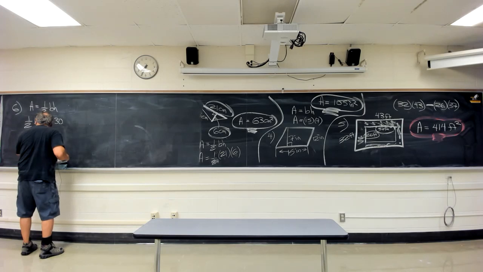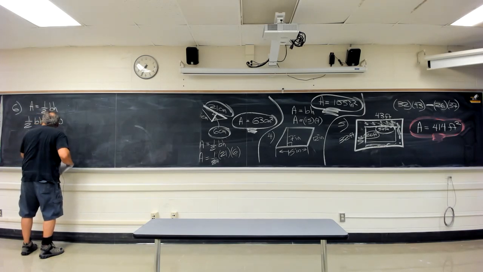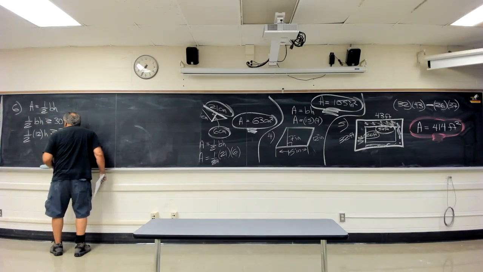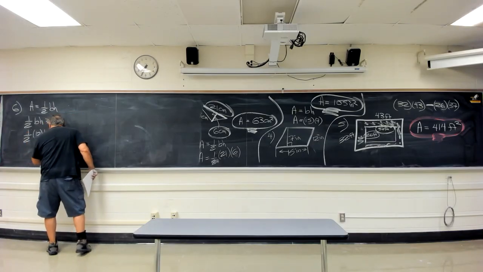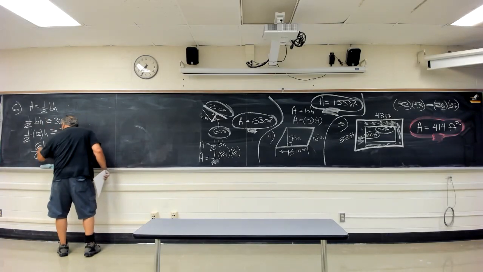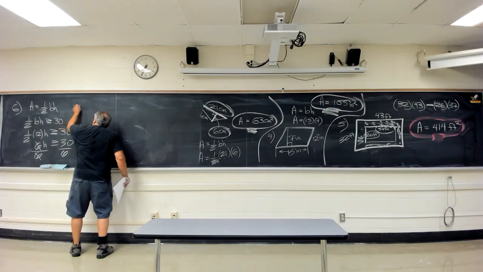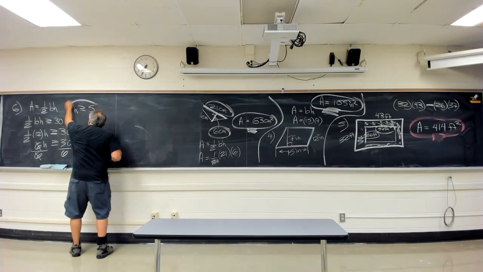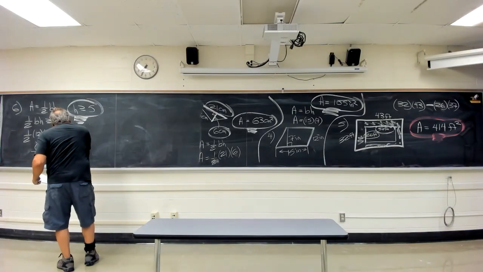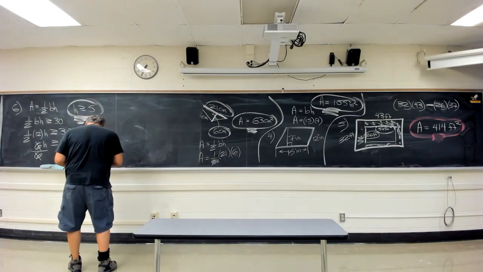Half is a half. B, he wants the base to be 12. This is h, greater than or equal to 30. You can pretend you're doing an equation. Just watch out if there's negative numbers present and you're multiplying or dividing by a negative number. Half of 12 is 6. Divide by a positive 6, so nothing funny happens. H is greater than or equal to 5 inches. Has to be at least 5 for this to work out, guys.